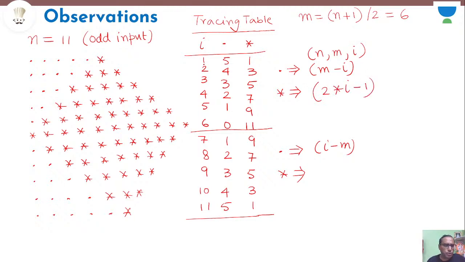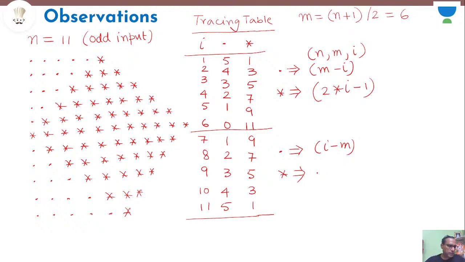See, 1 into 2, 2 minus 1, 1. 2 into 2, 4 minus 1, 3. 3 into 2, 6 minus 1, 5. 4 into 2, 8 minus 1, 7. 5 into 2, 10 minus 1, 9. 6 into 2, 12 minus 1, 11. So 2 star I minus 1.